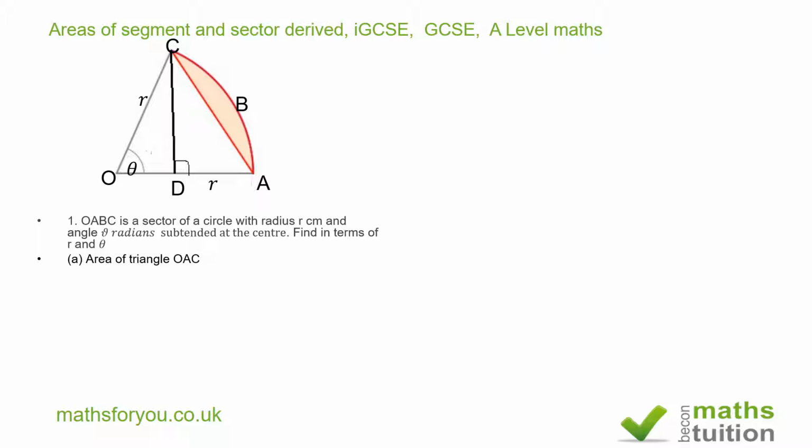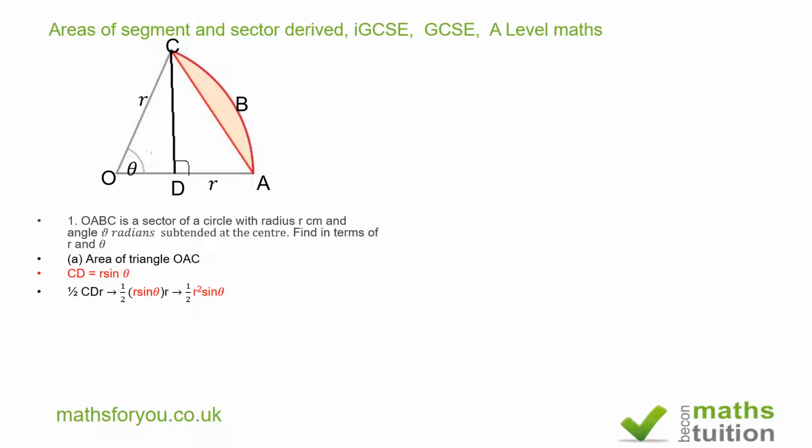Now, in the actual question itself, this line is not there. I'll just put it in myself in this instance. Right. Now, firstly, I need to find the height CD, and CD, using Pythagoras, is r sine theta. We know that the area of a triangle is half height times base, in this case, a half CD r, and we know that CD is r sine theta. So the area of a triangle in terms of r and theta is half r squared sine theta.